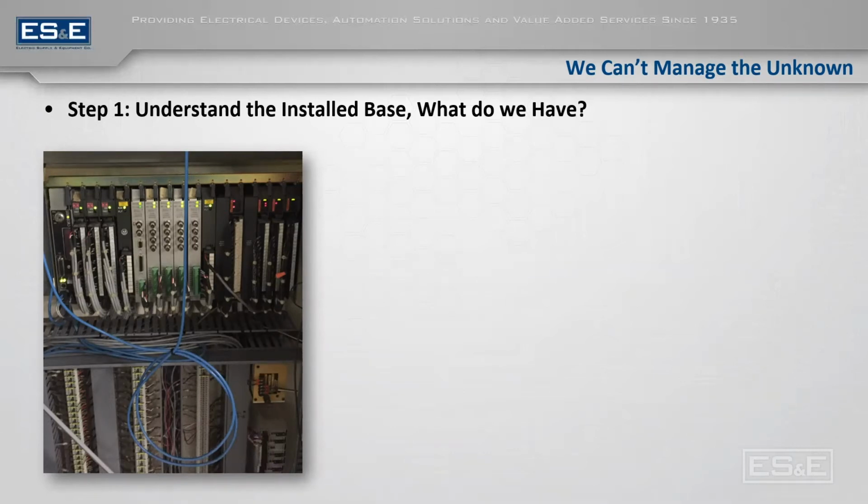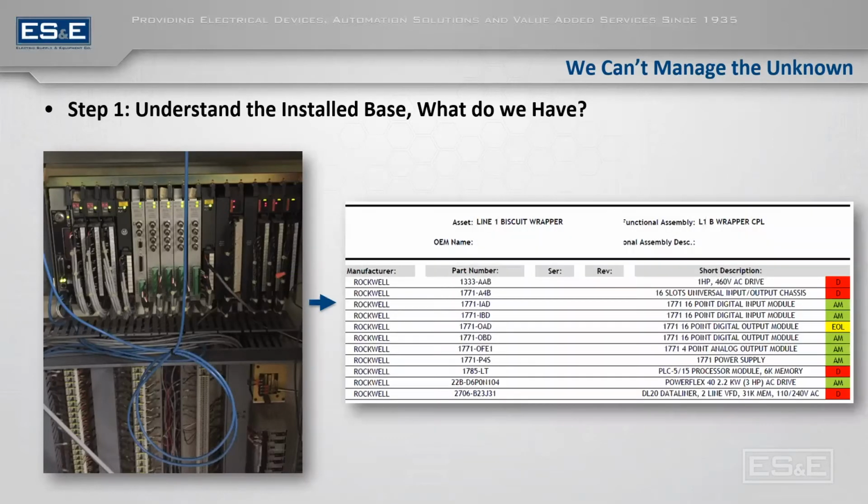So I've shown here an example. This is just a typical cabinet. PLC-5 processor with some I/O modules. It's still functioning, it's still operating, but until we put visibility, we don't know exactly what those are. So what an installed base evaluation does is it takes this generic cabinet, this bunch of assets, into a documented list.